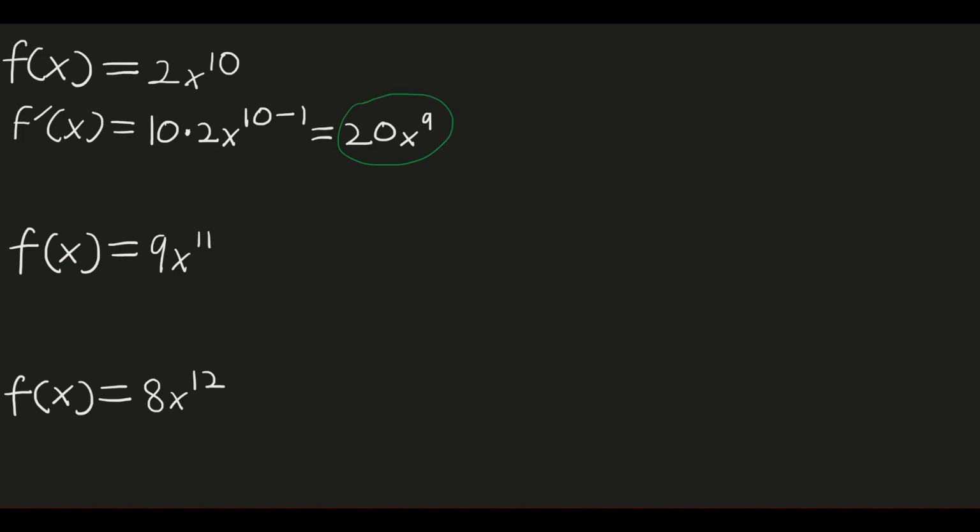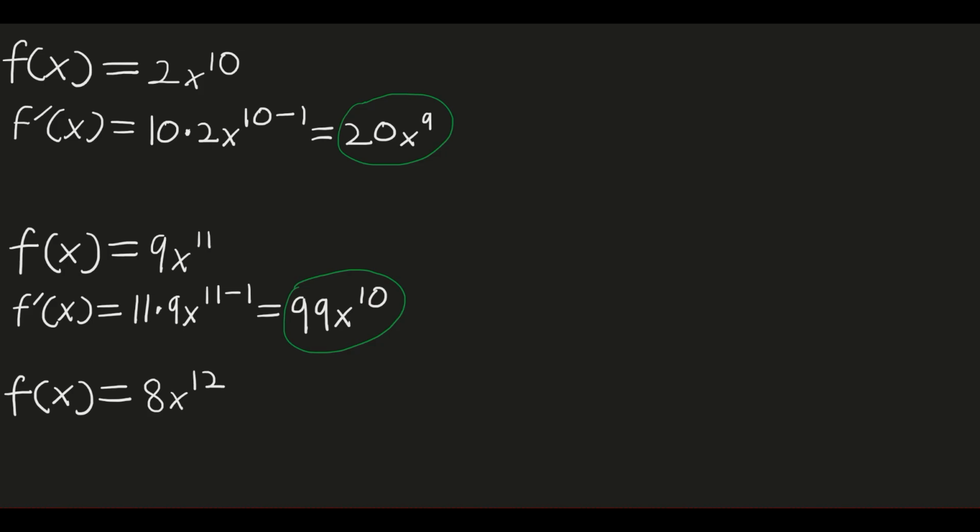Now it's time for the second function, 9x to the 11th power, f prime of x equals 11 times 9x raised to the 11 minus 1. Doing the basic math again, that gets us 99x raised to the 10th power. So that's the derivative of the second function here.